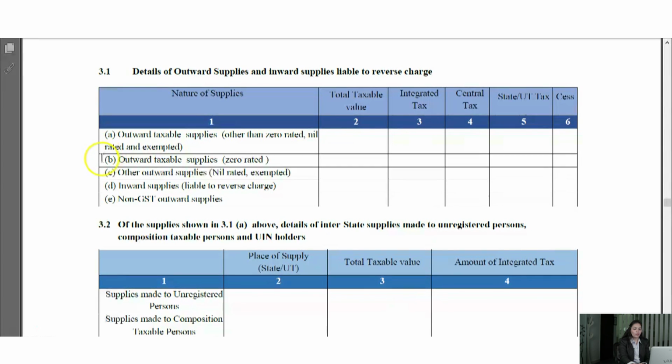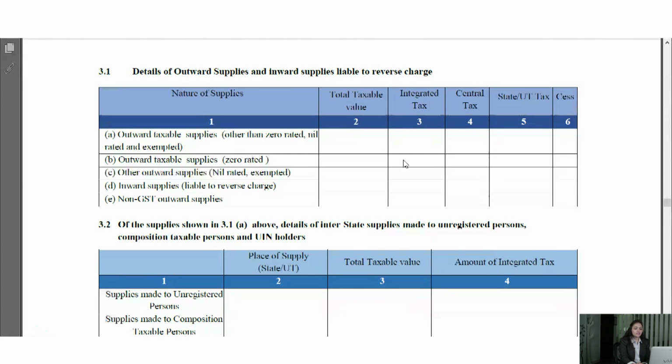Then in next point B, the user has to provide the total taxable value in respect of 0 rated supplies, that is exports. If the user has executed a bond or a letter of undertaking, then there is no requirement to mention the tax amount as the export has been made without the payment of tax. If the user has not executed any bond or letter of undertaking, then the user has to mention the total IGST amount charged on the supplies in column number 3.